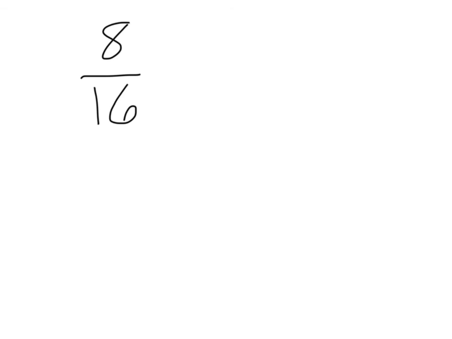Simplify 8/16. Now, I could list all my factors, but I might say, well, I know that 8 and 16 are both even, so I know 2 must go into each of those. So I'm going to divide the top by 2, and I'm going to divide the bottom by 2. Now 8 divided by 2, that's going to give me 4. 16 divided by 2, that's going to give me 8. And now I have 4/8.